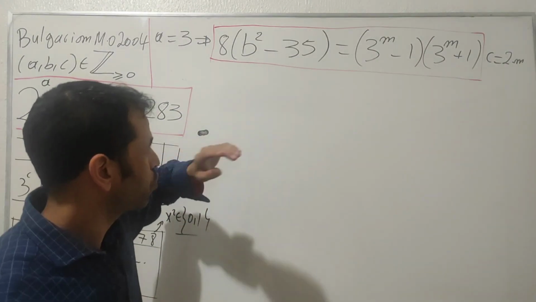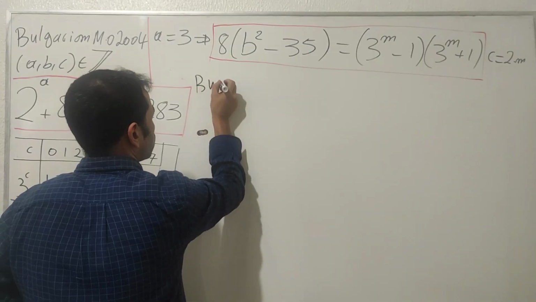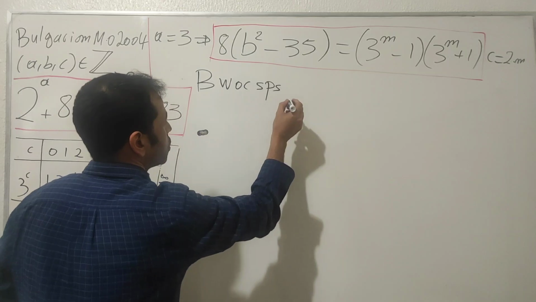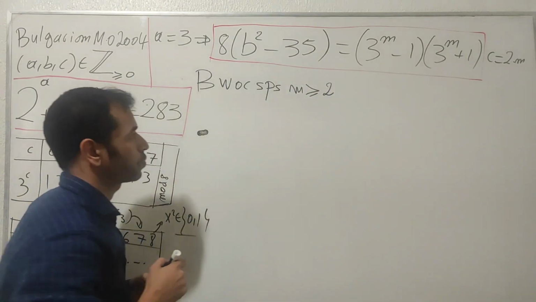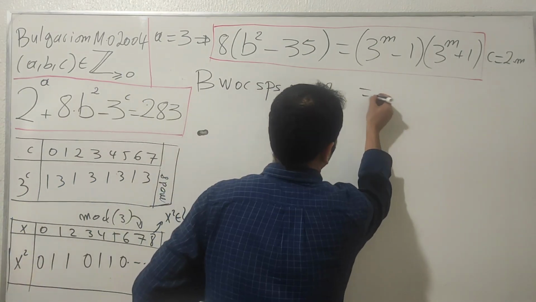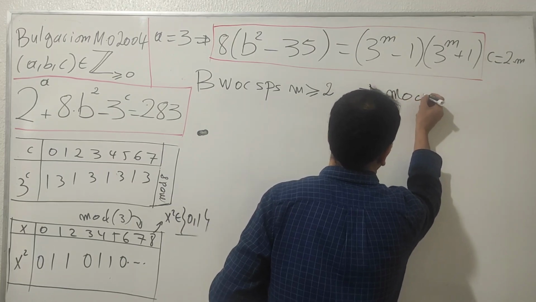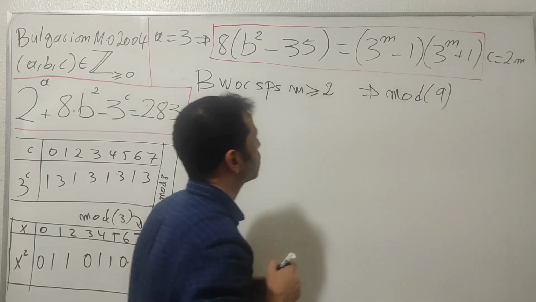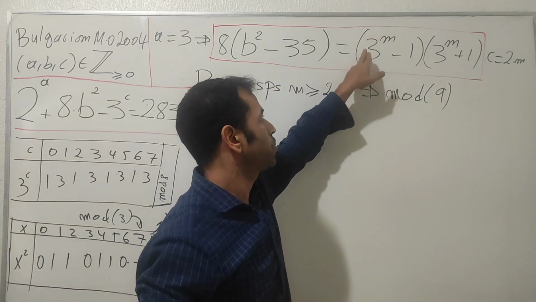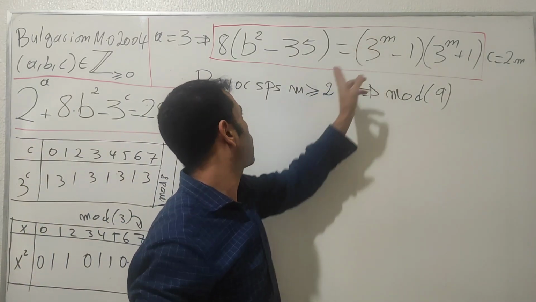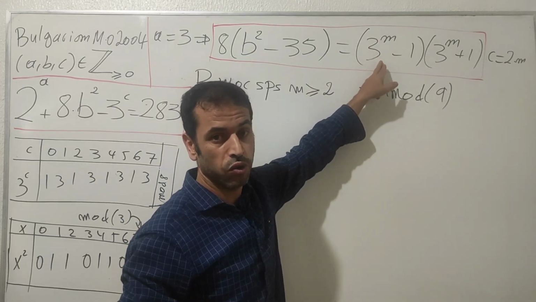The best way I'm going to work on m is by way of contradiction. Suppose m is greater than or equal to 2. I'm going to reduce the above equation to mod 9. Why mod 9? Because I want to work on this power of 3. If we have m greater than or equal to 3, I get 0 here. That's the purpose of reducing this to mod 9.